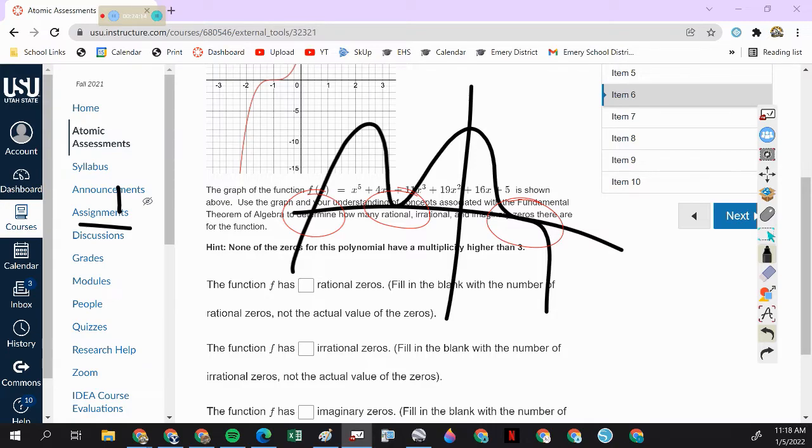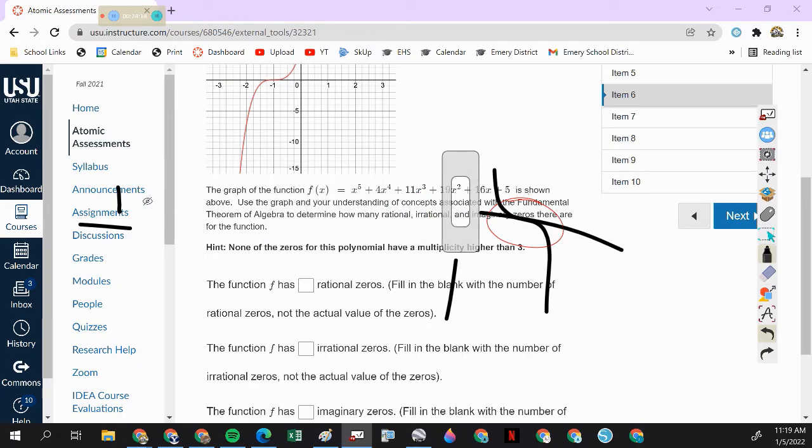All right, so we know that there are no hidden roots on the x-axis. So if that's the case, how many rational zeros? Okay, this problem's kind of weird. This one's actually really easy. So how many rational zeros does this have?